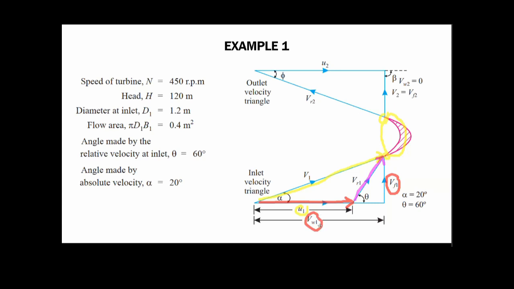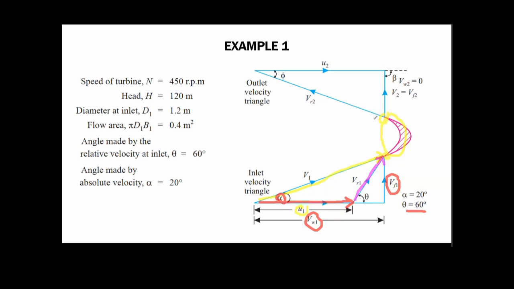Okay, and the angle made between V1 and U1 is alpha. Okay, alpha, which is also known as the angle of blade. Okay, angle of blade. And the angle between VR1 and U1, or the direction of motion, is theta, which is equal to 60 degrees. Okay, so now we have completed the velocity triangle at the inlet.